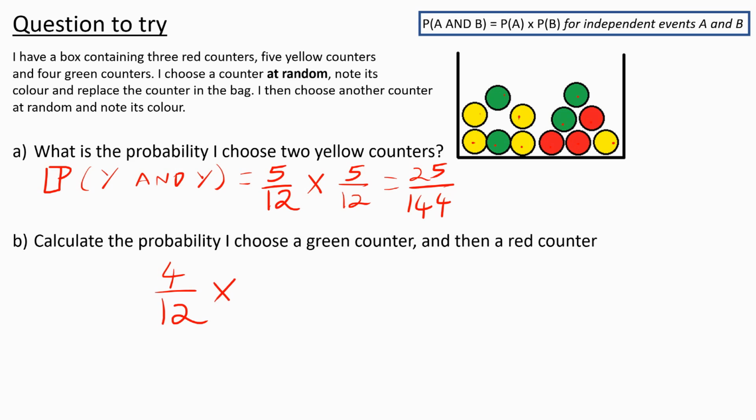And then the chance that I then choose a red is 3 out of 12. So it's 4 out of 12 times 3 out of 12, which is going to be 12 out of 144, which simplifies to a 12th. Notice here, I'm not asking you what is the chance of getting a green and a red, because if that were the case, I'd also have to factor in the chance of getting a red and then a green. But we're not interested in that just yet.